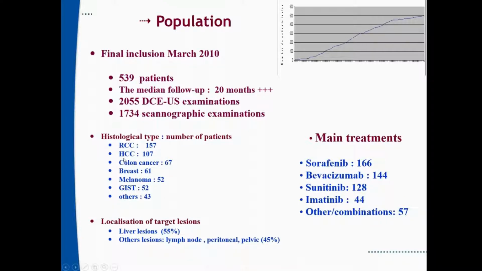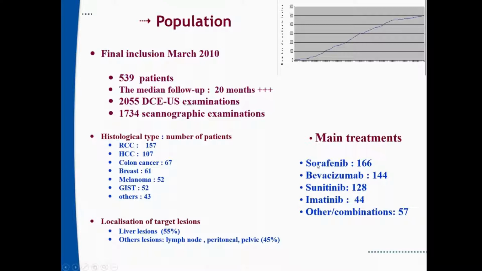Concerning the histological type, it was not a surprise. We have a lot of renal cell carcinoma because, remember, we have more than 6 drugs, so the oncologists want to use functional imaging. We have more than 100 HCC because we have sorafenib, and then more than 50 colon cancer, breast cancer, melanoma, and GIST.